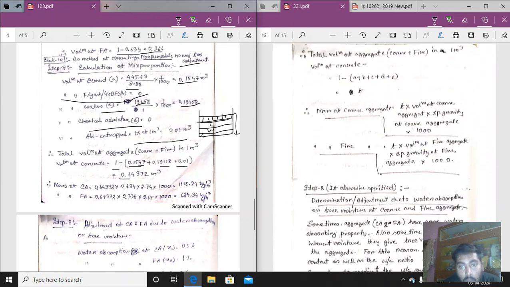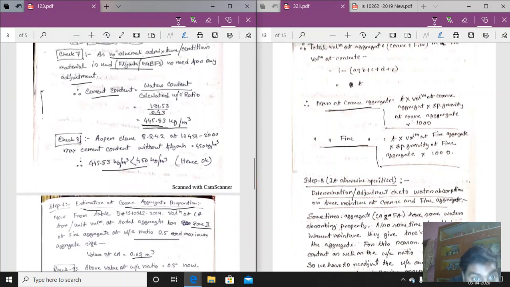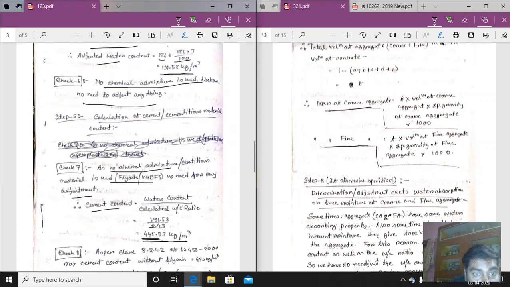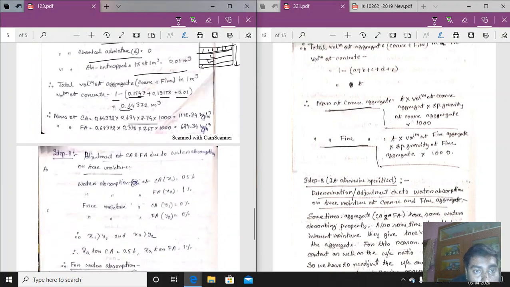Therefore, from the total volume of the aggregate, we have to find the mass of the coarse aggregate, which is equal to that value into the volume of the coarse aggregate that we have calculated, 0.634. Here it is 0.634. So putting all the values here, we have got the weight of the coarse aggregate and fine aggregate, 1181.24 kg per meter cube and 624.34 kg per meter cube. So we have got the weights of all the materials.